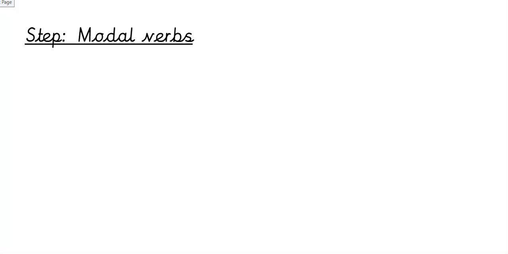Hello again, Year 6. So, in this lesson, we're going to be looking at modal verbs. We're going to be looking at what they are and what we are using them for.